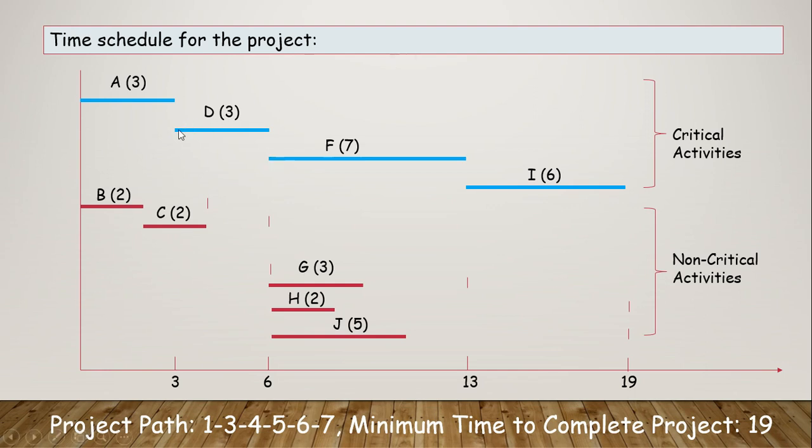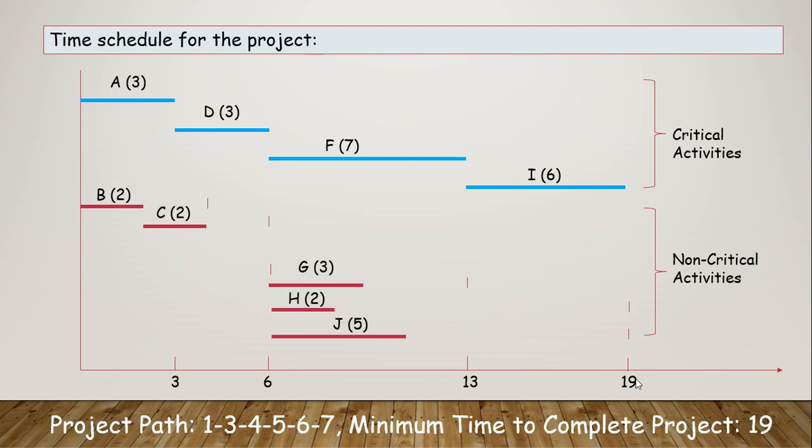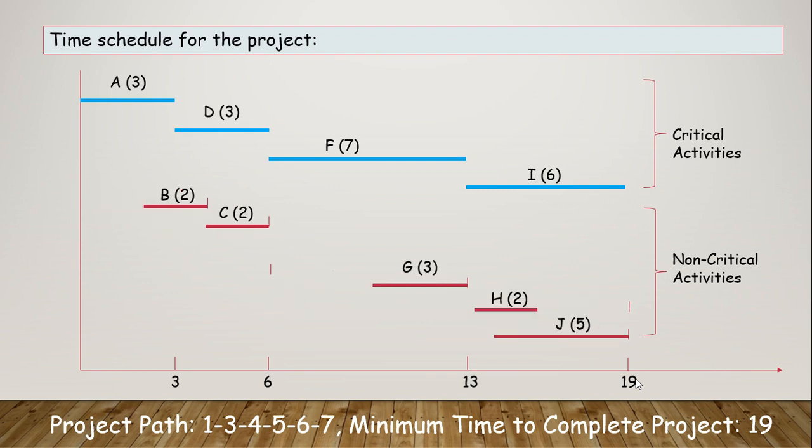But if we delay activity D by 1 or 2 days, it will impact the project duration directly, because activity F will be shifted. As D is delayed by 1 day, F will be delayed by 1 day, I will be delayed by 1 day, and the project duration will be delayed by 1 day. But that is not the case for non-critical activities. Look at activity B, started after 1 day. It is not going to make any impact on the project duration. Similarly, the other non-critical activities can be started later. A little bit of delay will not impact the project duration.